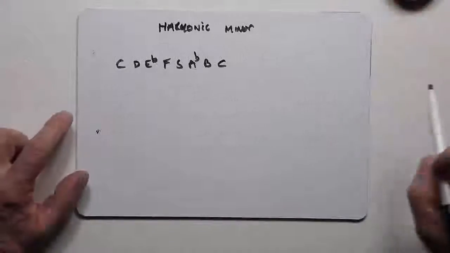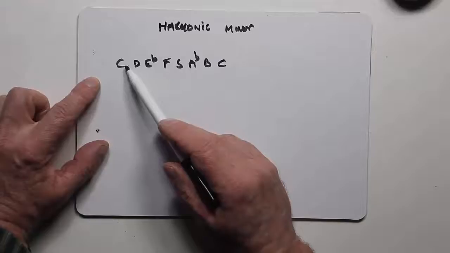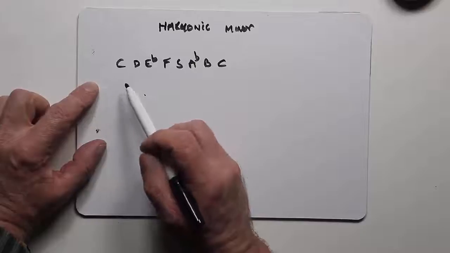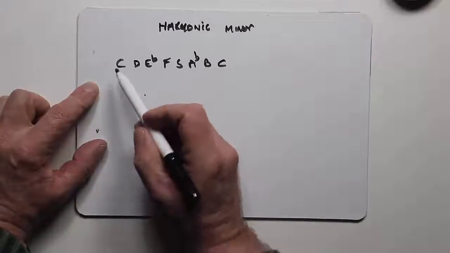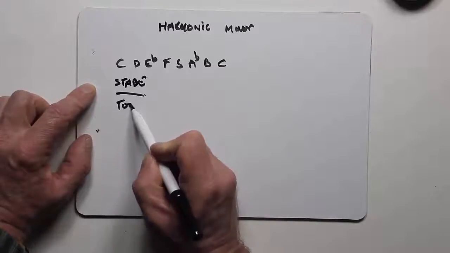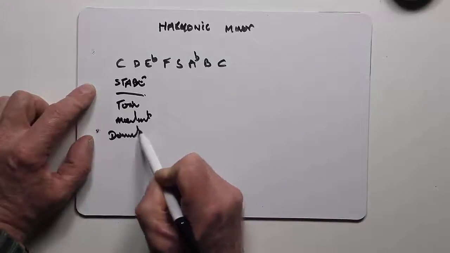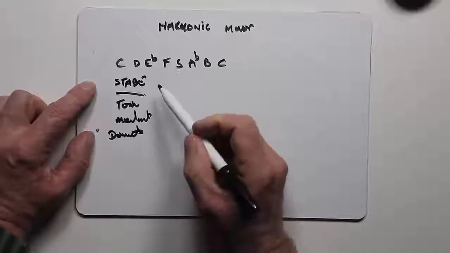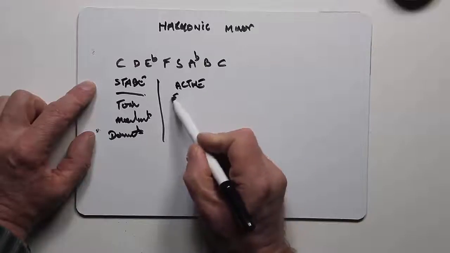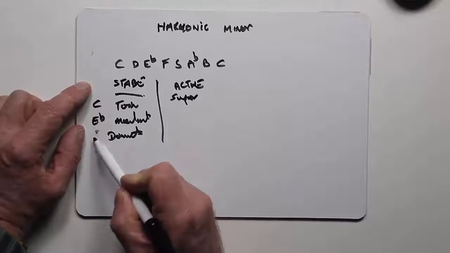All right. Okay, so the harmonic minor scale. Right, the only difference between harmonic and major is flat third and flat six. So it's pretty similar to major. We've got the same things. The stable tones are the tonic, the mediant, and the dominant. It's the same in just about all of the scales, really. The active, just about everything else. So in this example, that would be C, E flat, and G.